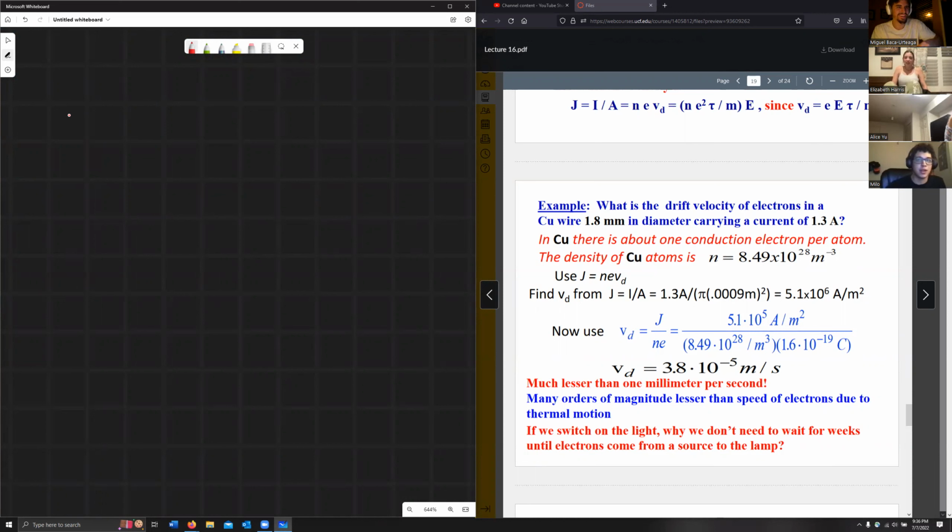I understand this. I don't want to do this. This is literally just plugging and chugging. Yeah, I could see that, because here you're given diameter and charge. All you really have to do is this right here. If you wanted to calculate electron drift, that would be, what do we have here? Oh, I guess another way of doing it is just J over n e.